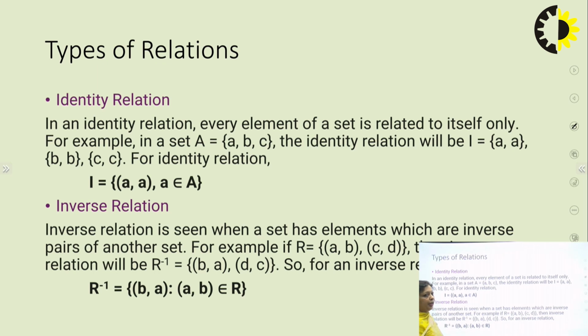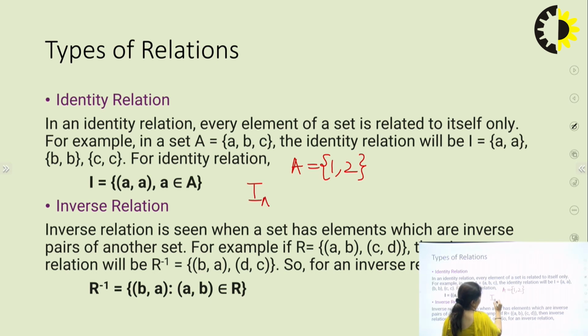Now, coming to the types of relations. We can have identity relation, inverse relation, reflexive relations, symmetric relations, or transitive relations. So, first we'll talk about the identity relation. An identity relation is a relation which contains only (a,a) pairs. For example, I have a set A which contains 2 elements, that is 1, 2. Now, what is going to be the identity relation for this set A?